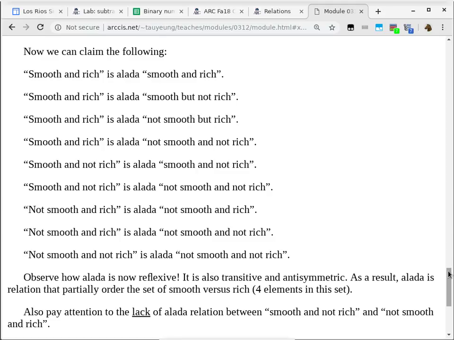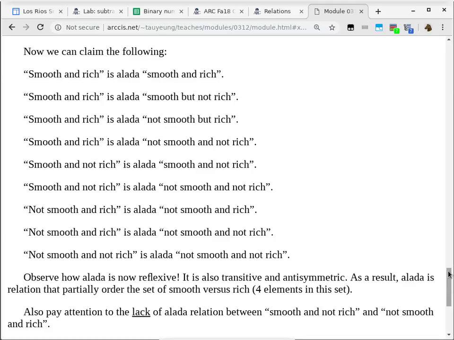Smooth and not rich is at least as desirable as smooth and not rich because it's the same thing. Okay, we have, quote unquote, the equality. But we can also say smooth and not rich is at least as desirable as not smooth and not rich. Right? Having one attribute is better than having none of the attributes, and so on. And the last one is not smooth and not rich is alada, not smooth and not rich, because it's the same thing. Is that okay?